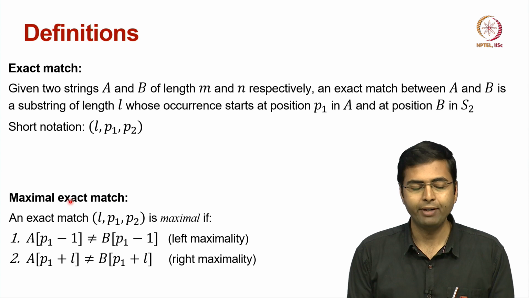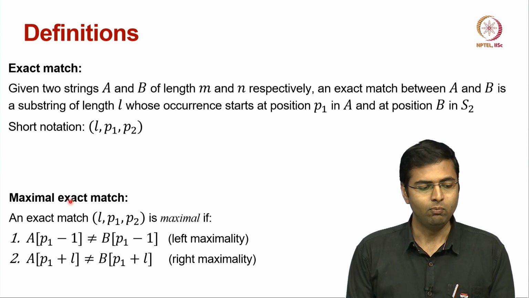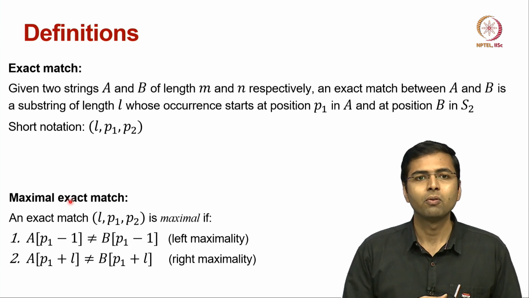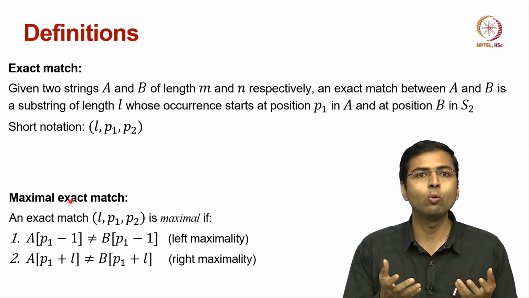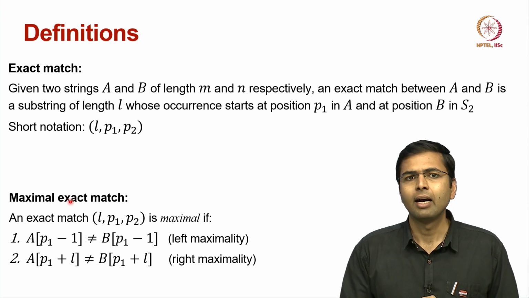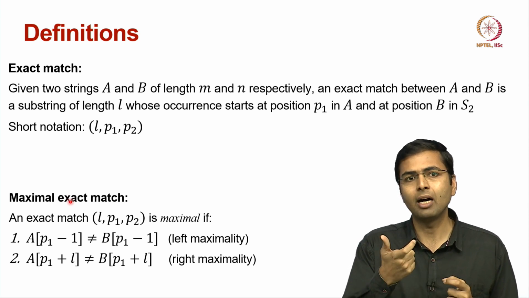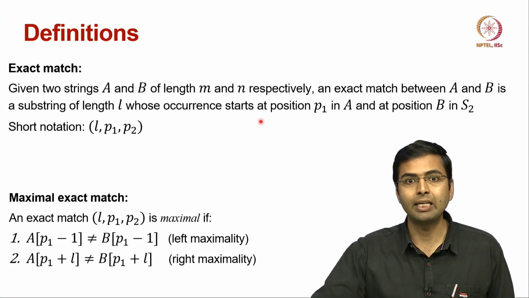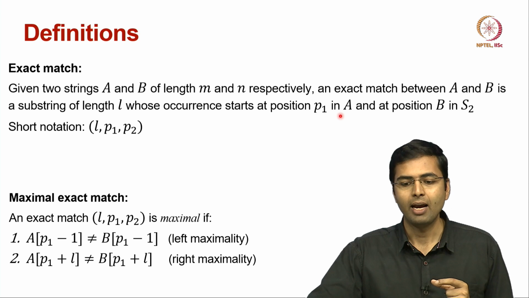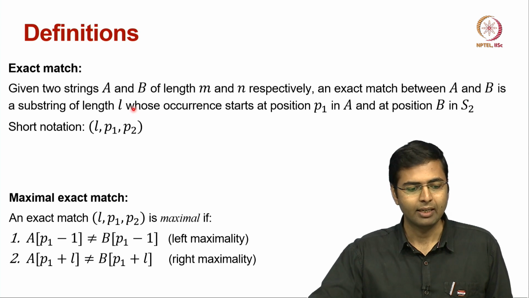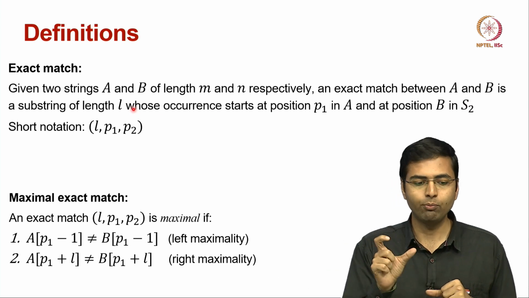So let us discuss some definitions. First is a trivial definition of an exact match. Given two strings A and B, let us say of length m and n, an exact match is nothing but a substring occurring in both strings. So for example, if the common substring occurs at position P1 in A and position P2 in sequence B, then we know that there is a substring match between both sequences.